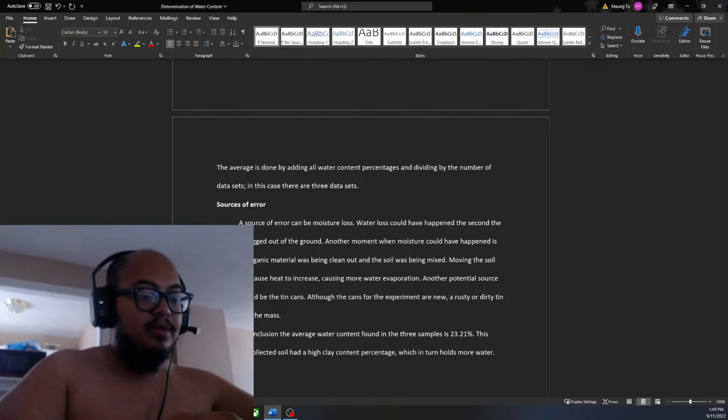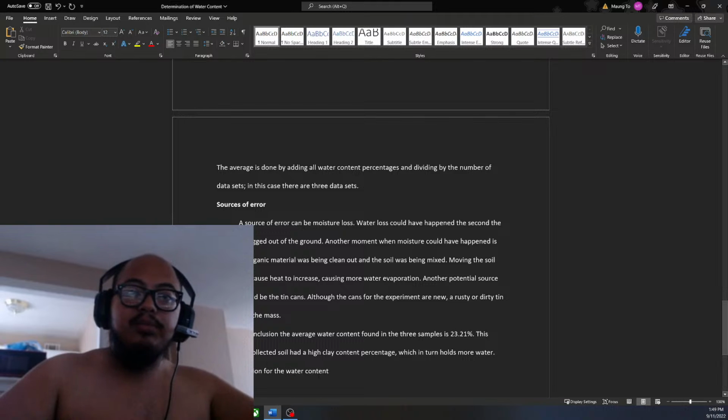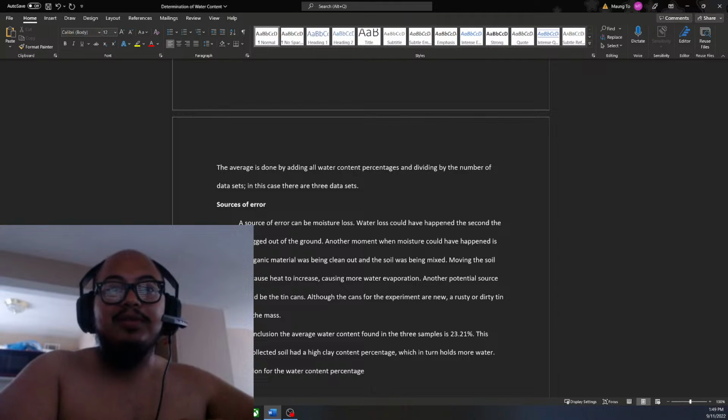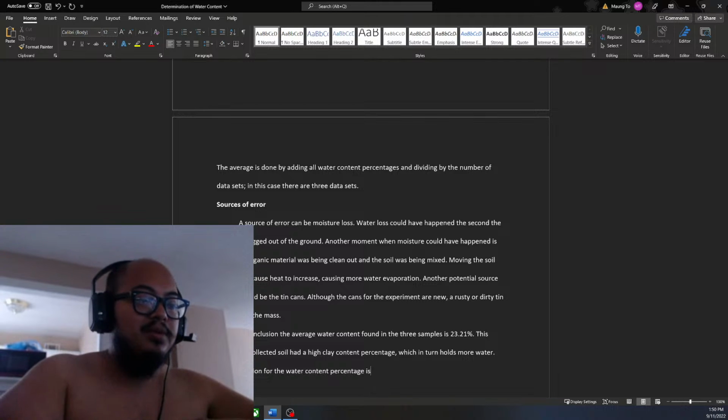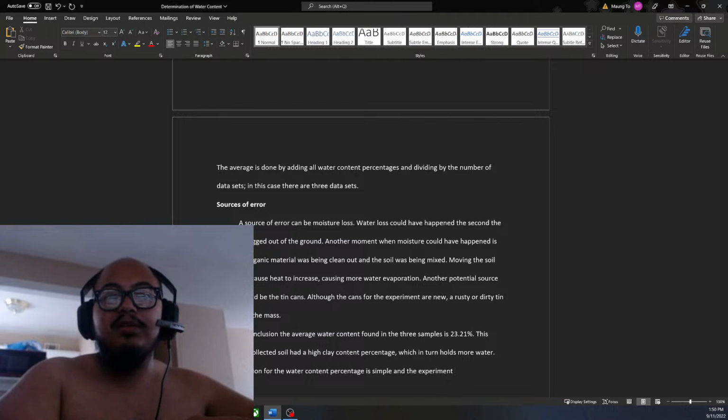The calculation for the water content percentage is simple, and the experiment can be remade, or recreated. I'm getting tired.